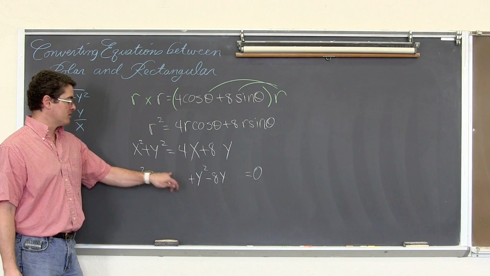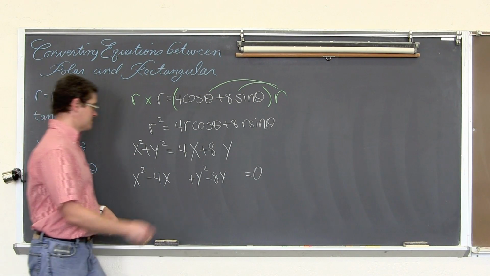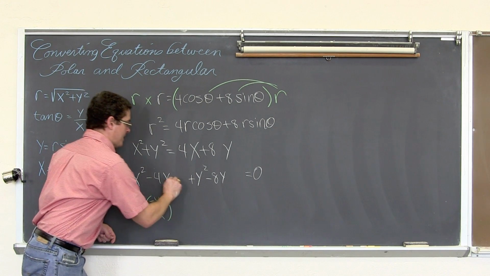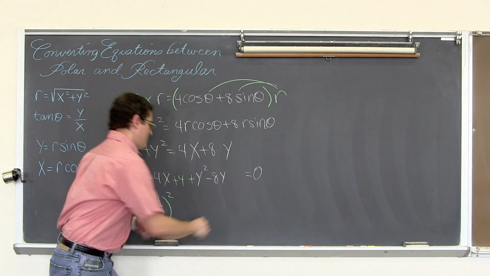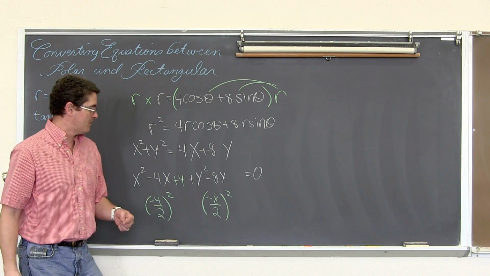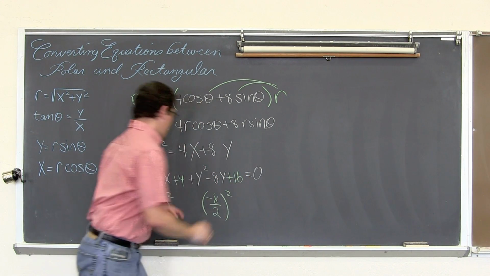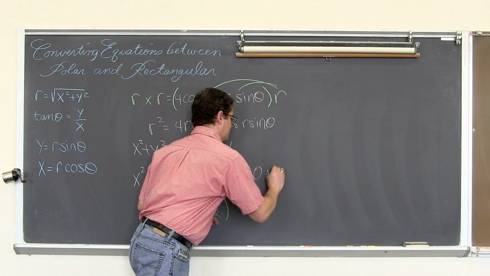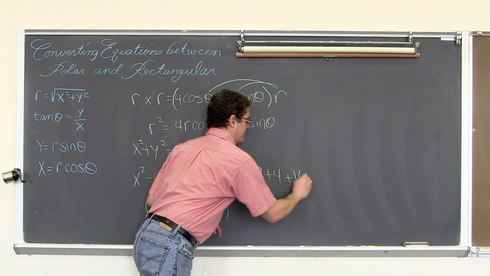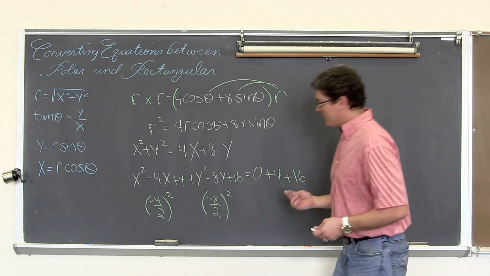So b is in front of the single degree term. I'm going to take half of b, square it, and add it to both sides. Negative 4 divided by 2 squared is 4, so I'm going to add 4 to both sides. Same thing with the 8. Negative 8 divided by 2 squared, this is called completing the square, that's going to be 4 squared, which is 16. And so I'm going to add 4 to the right, because I added it to the left. I'm going to add 16 to the right, again because I added it to the left, and clean this up.